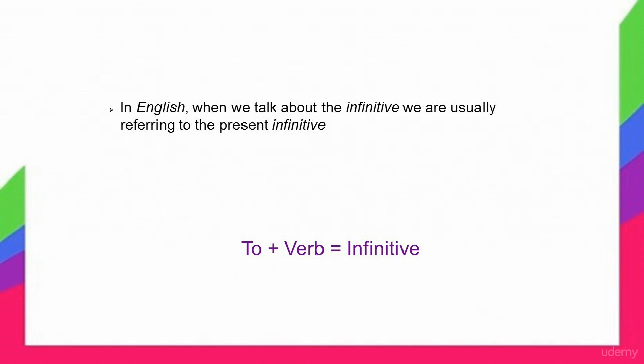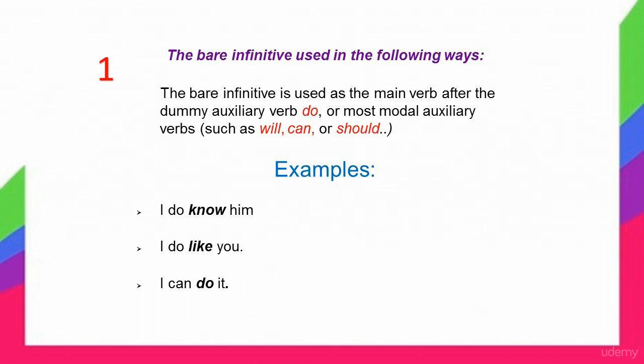In English, when we talk about the infinitive, we are usually referring to the present infinitive, which is the most common. An infinitive will almost always begin with to, followed by the simple form of the verb, like this: to plus the verb equals the infinitive. The bare infinitive is used in the following ways.